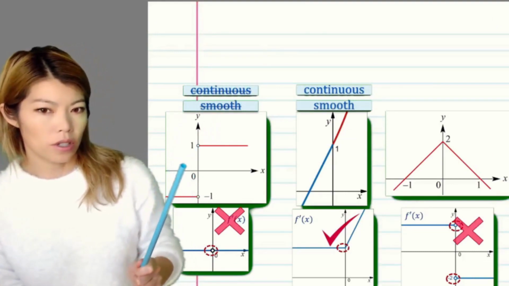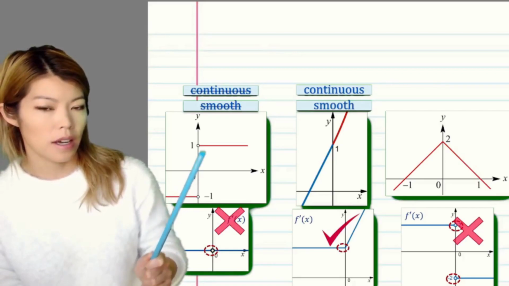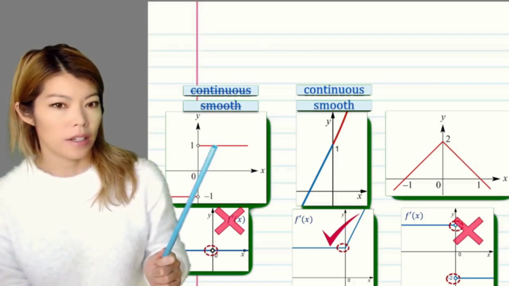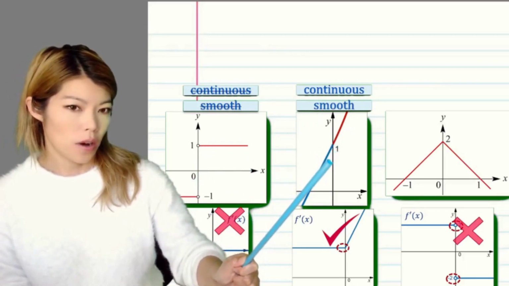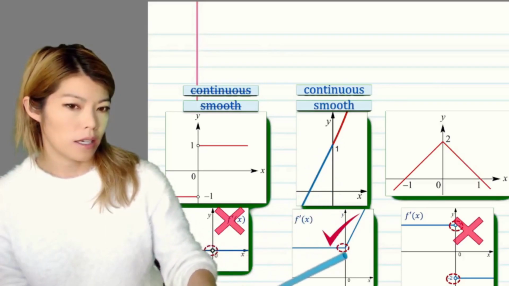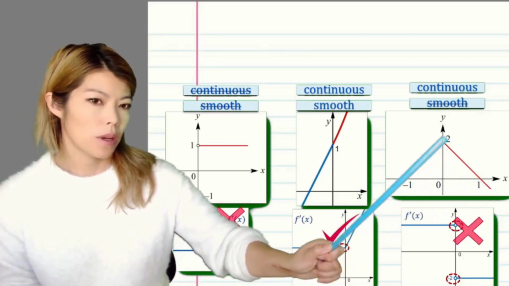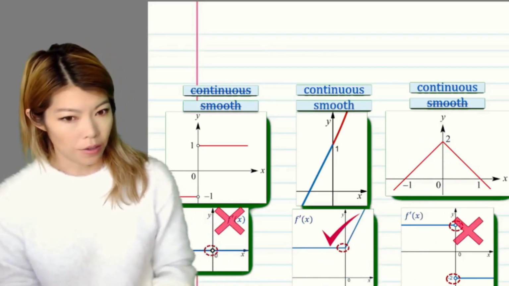So this one is not continuous. The graph, not the gradient, I'm talking about the graph, is not continuous. So we don't even care whether it's smooth or not. It will not have a gradient. Whereas this one is continuous, then we check if it's smooth. And we see that it is smooth. The gradients from both sides are the same. Whereas this one, it is continuous, but we clearly see that it's not smooth because the gradients from both sides are not the same.